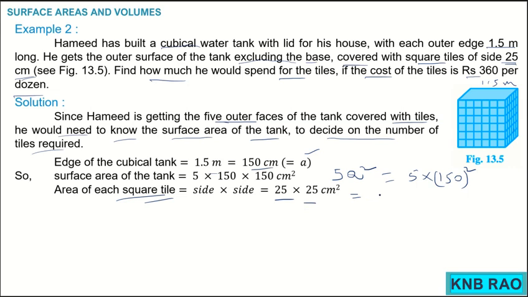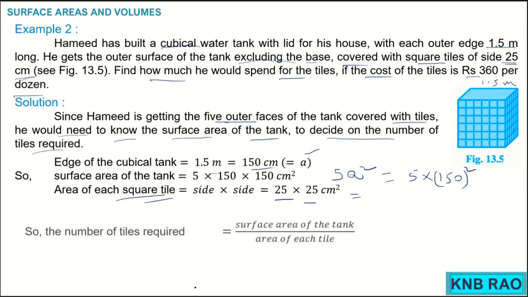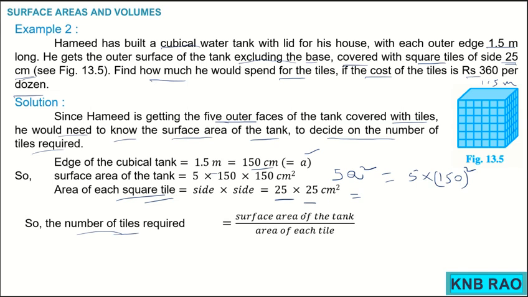Once you get the area of the square tile, and if I divide the area to be covered by the area of one tile, then the number of tiles required will come. Here the number of tiles will be the surface area of the tank divided by the area of each tile. Why didn't I multiply? I will have a possibility of cancelling rather than wasting time in multiplying these numbers.